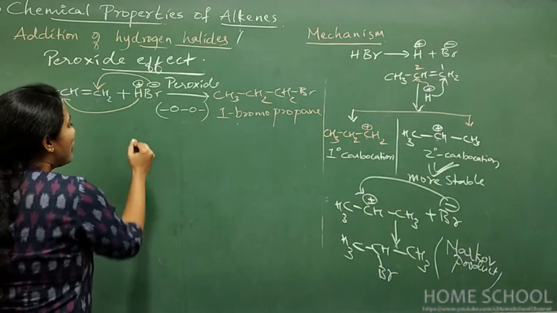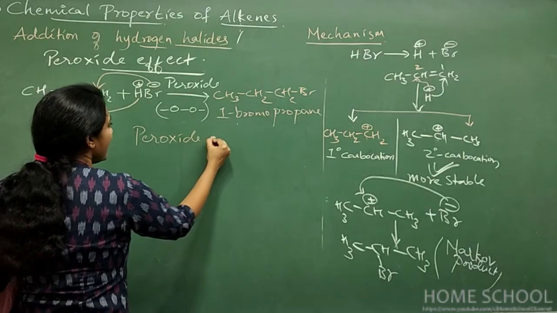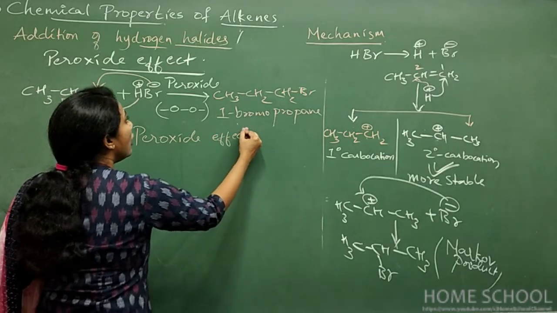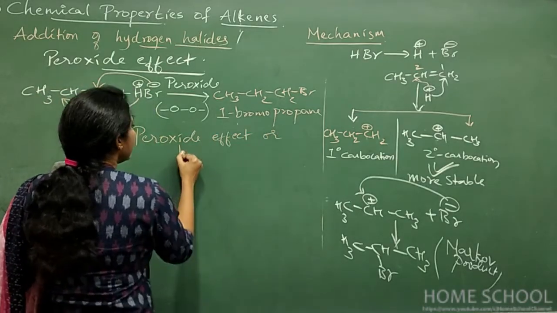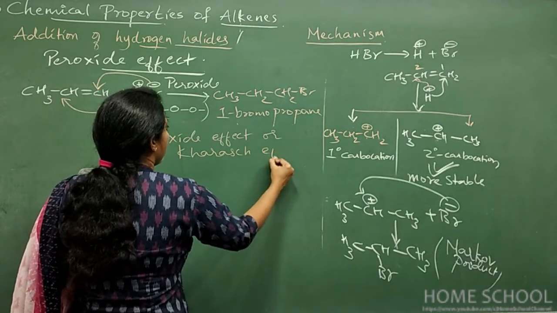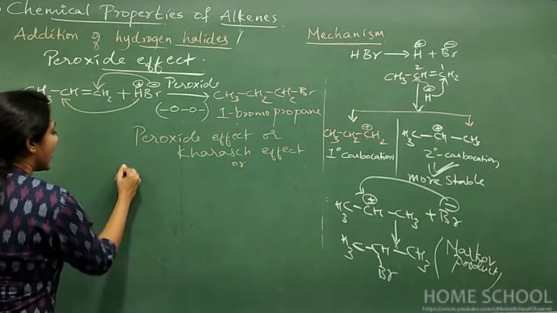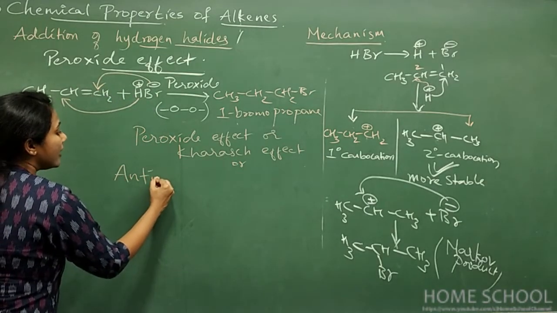So this is what we call the peroxide effect, or we can also call this the Kharash effect, or we can also call it anti-Markovnikov's rule.